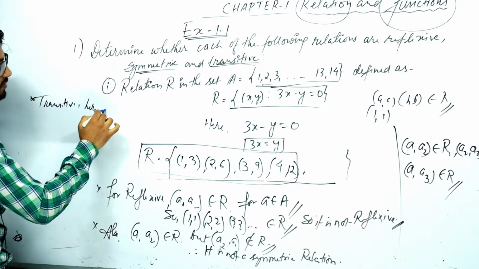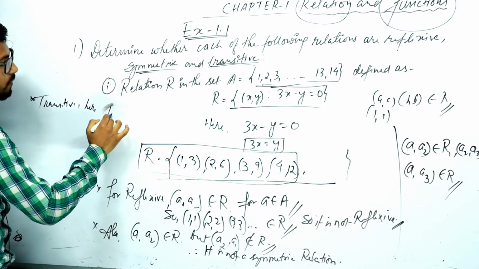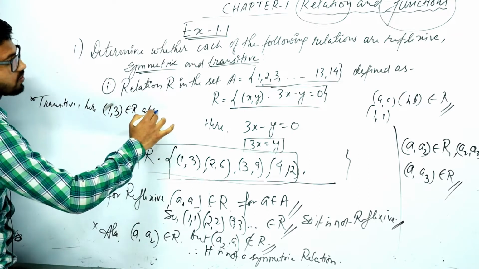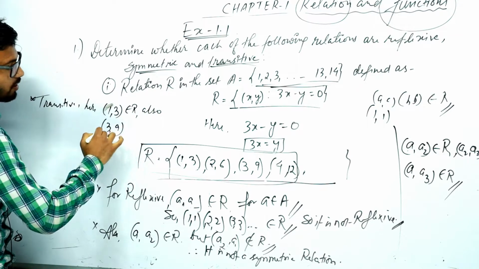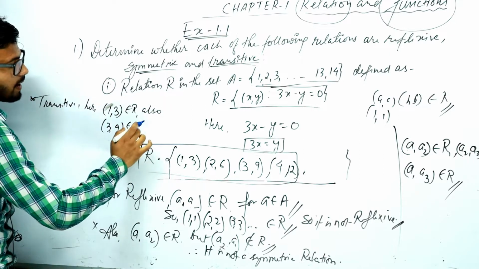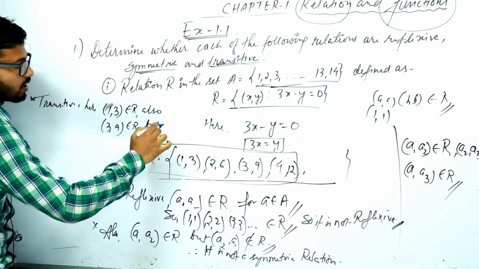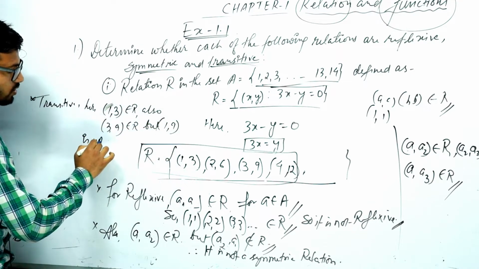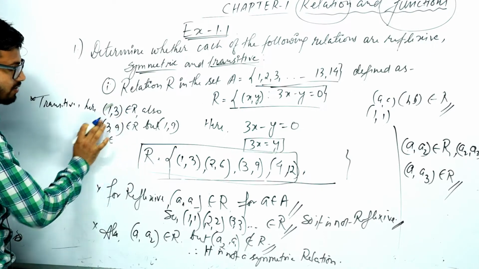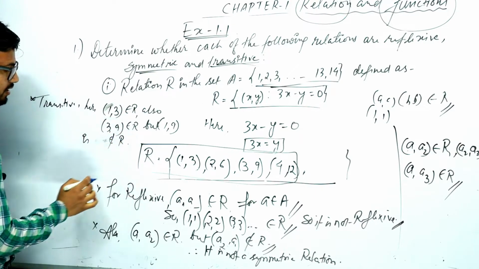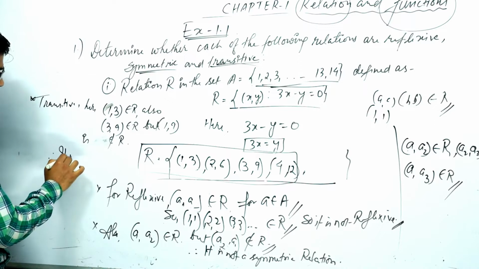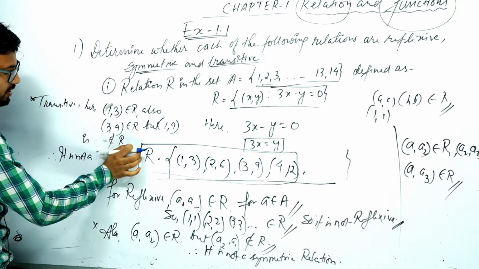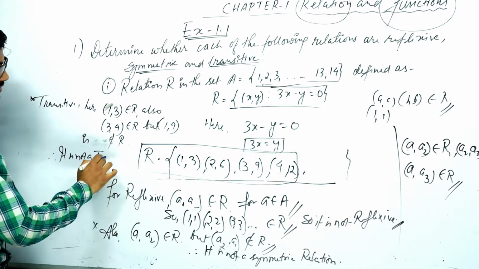Here you can write 1, 3 belongs to R. Also 3, 9 belongs to R. But 1, 9 does not belong to R. Write it like this, not belong to R. Therefore, it is not a transitive relation.